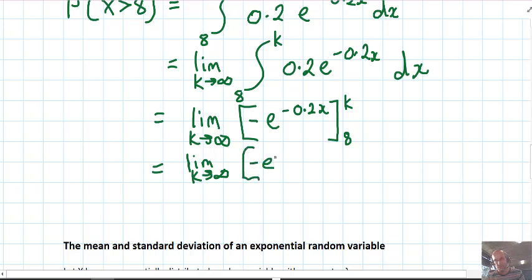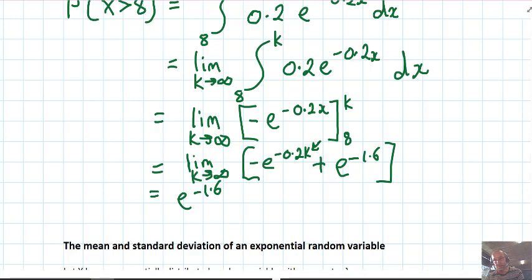subbing those values in. So negative e to the negative 0.2k minus negative, which is plus, and it'll be e to the negative 1.6, and that'll just come out as e to the negative 1.6 because I explained before what happens to the limit of this term here if you just scroll back a bit. And that's not a very meaningful answer, so a decimal approximation to 4 decimal places, 0.2019.